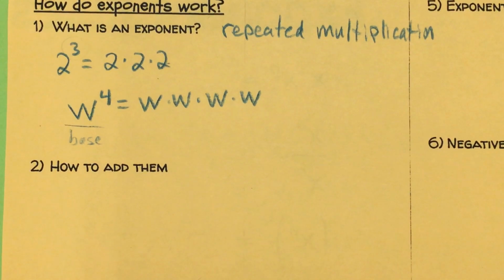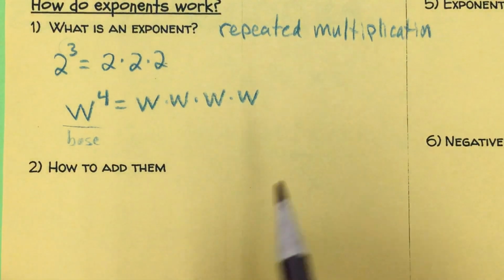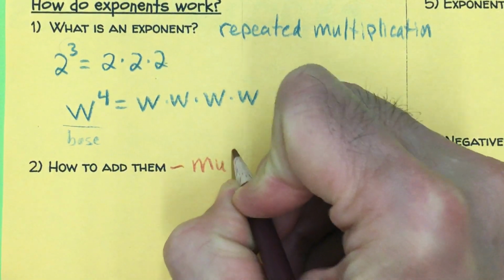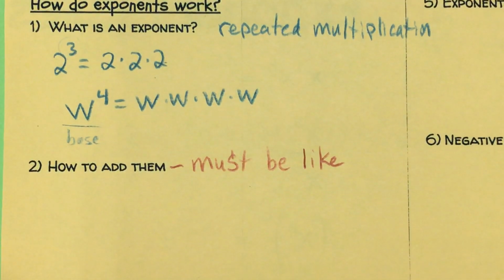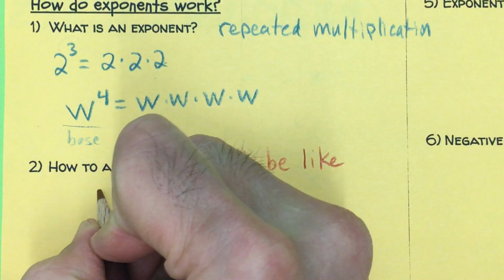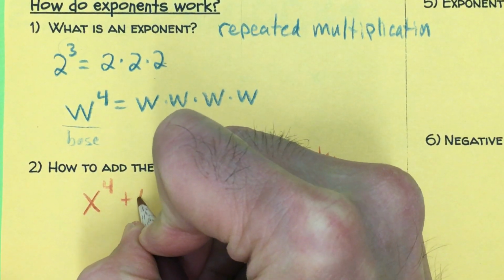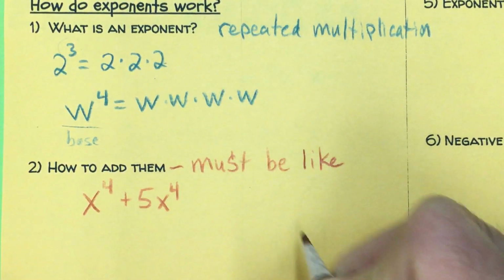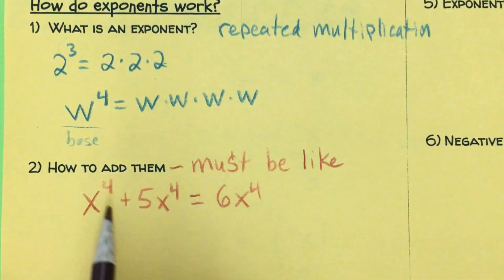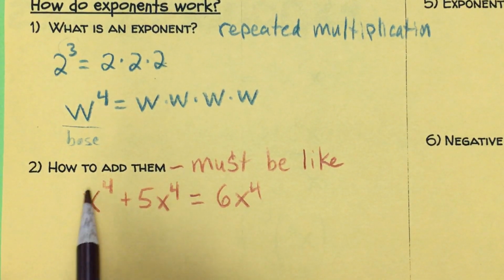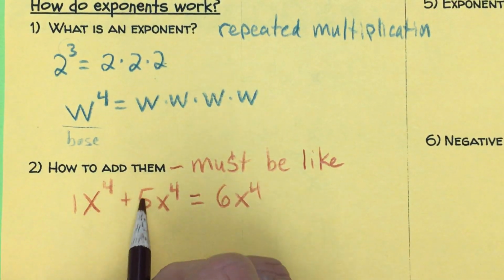So how do we add exponents? Or how do we add bases with exponents? Well, the rule is they must be like. For example, x to the fourth plus 5x to the fourth equals 6x to the fourth. These are like terms, meaning it's the same base to the same power. Then you can add the coefficients. So 1 plus 5 is 6.